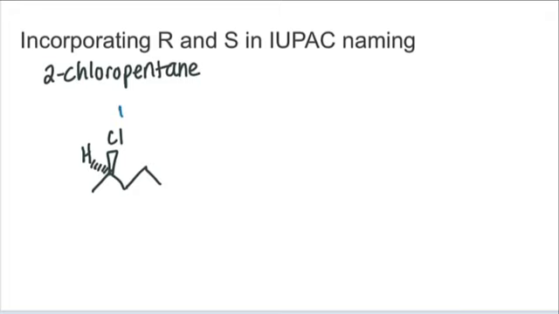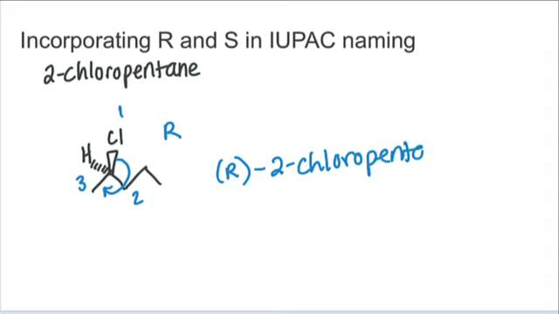So chlorine is priority 1, the longer chain is priority 2, and the methyl group is priority 3. So 1 to 2 to 3 goes in a clockwise direction. This is an R stereocenter, and when we include that in the naming, what we do is put that in parentheses, put a dash, and then 2-chloropentane. So the R or the S designation goes before the name in parentheses with a dash.